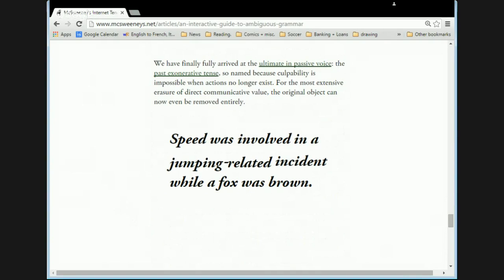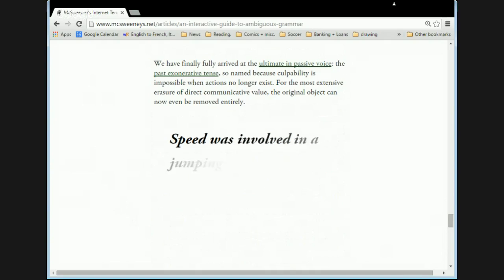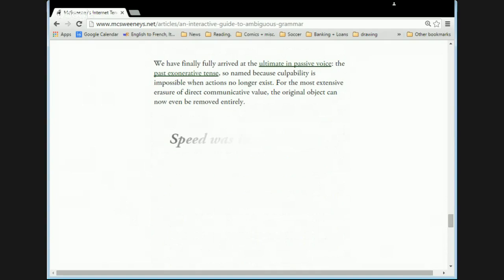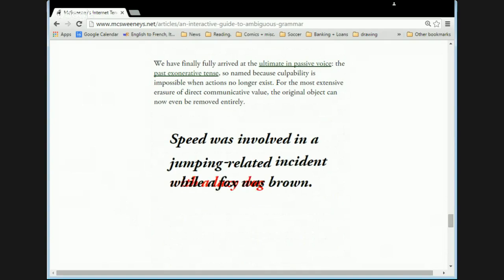What is exonerative? If you exonerate something, you say that it is not guilty. So this is the past exonerative tense. It's like removing culpability because there are no longer actions, so there can't be any guilt if there's no action. Does that make sense? Maybe, yes. Okay. And then can you read the sentence?